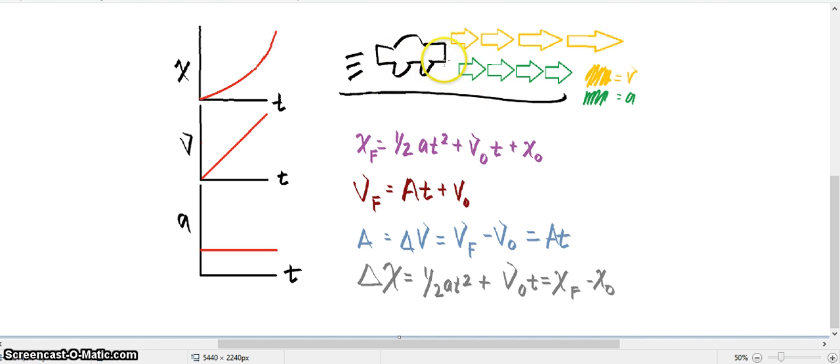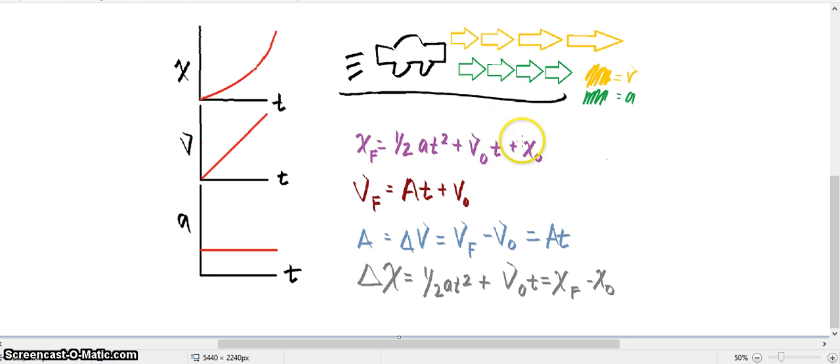You're driving, right? The yellow arrows indicate your velocity. The green arrows indicate your acceleration. So your velocity over time is increasing, while your acceleration over time stays the same.